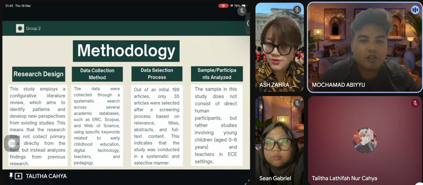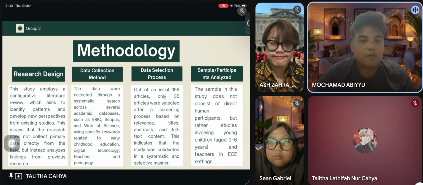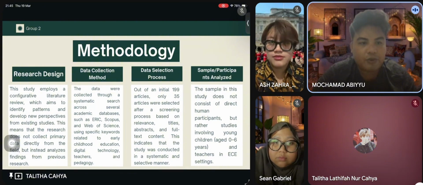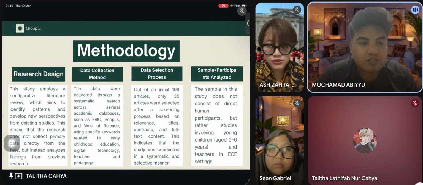There are 4 points of methodology for the research. The first is research design. The study employs a configurative literature review which aims to identify patterns and develop new perspectives from existing studies.